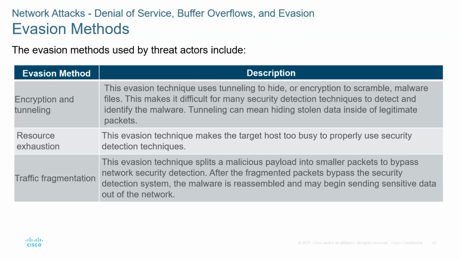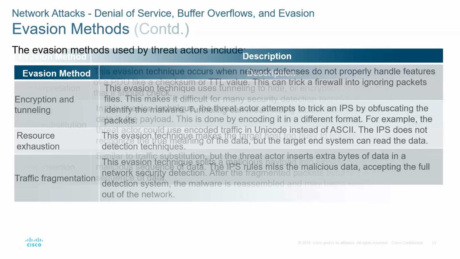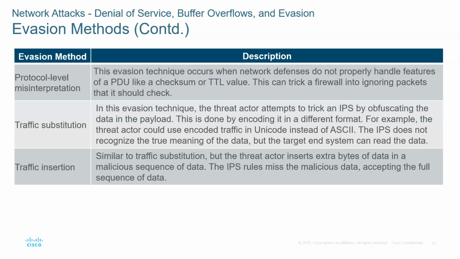Traffic fragmentation: break up your data into smaller bits. Don't send the whole package together, send it at different times. It won't be able to detect that this is an attack if you break up your data into smaller pieces. Okay. Protocol level misinterpretation: if your firewall does not read the labels that are stamped on the packets or the segments, right?